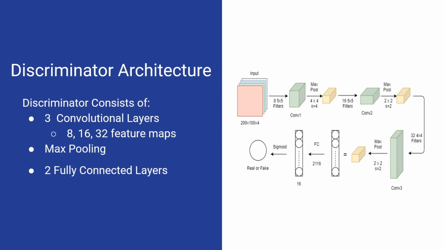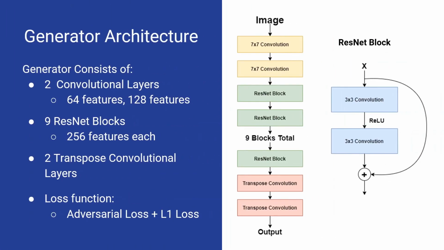For our discriminator, we use the simple CNN that you can see here. It consists of 3 convolutional layers with max pooling in between, followed by 2 fully connected layers before the final output of real or fake. For our generator, it was very similar to an autoencoder, with its most notable traits being the residual blocks, which consist of 2 convolutional layers, each with a skip connection. Another key trait is that our loss function for the generator consists of adversarial loss along with the absolute mean error, also known as L1 loss, between the generated image and the target real image.